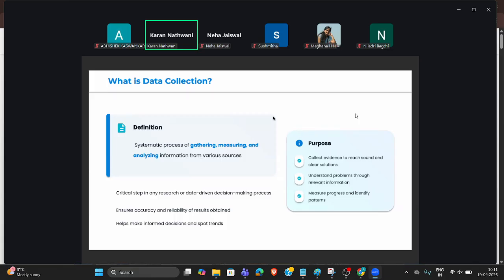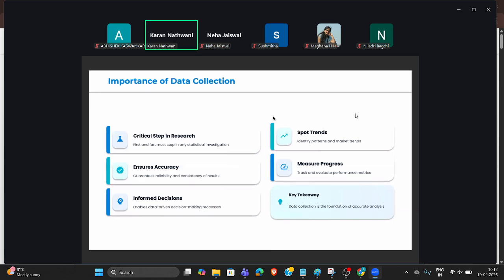So what are the purposes we are going to solve with the data collection? Collect evidence to reach a sound and clear solution. That is very important, because in that case, you will be able to reach the right conclusion. Understand the problems through relevant information. For example, you want to understand the various aspects of the problems, and also you would like to identify why this problem has come up in the first place. And then you will measure the progress and identify the pattern, which I already talked about, spotting the trends, which is another purpose of data collection. I hope you understand why data collection becomes so important.